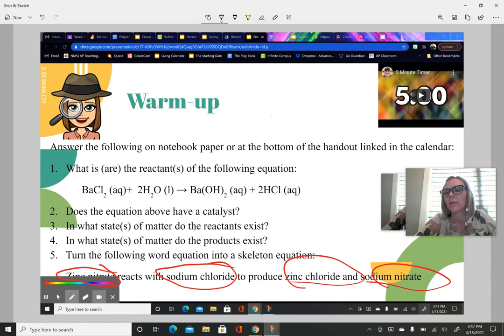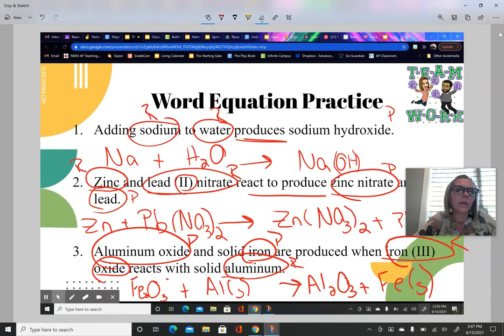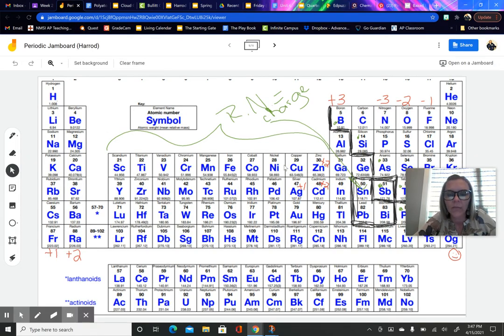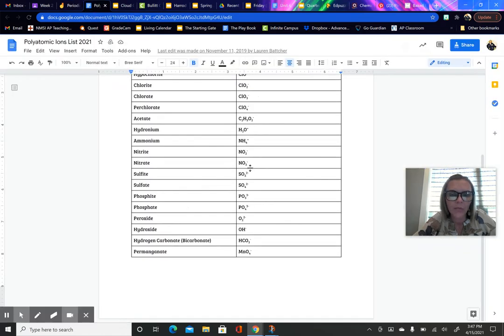Zinc nitrate is an ionic compound. And I know it's ionic because zinc on the periodic table is a metal. It's going to be right here. And nitrate is a polyatomic ion, and its formula is NO3.